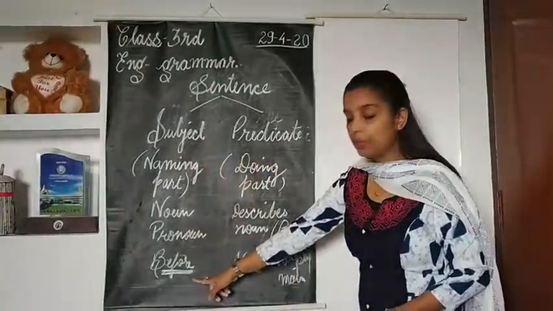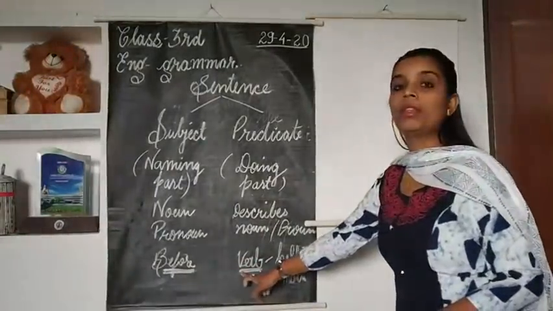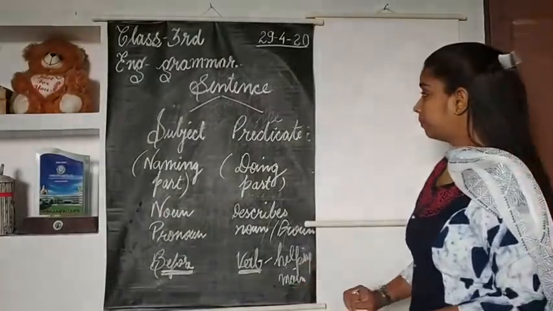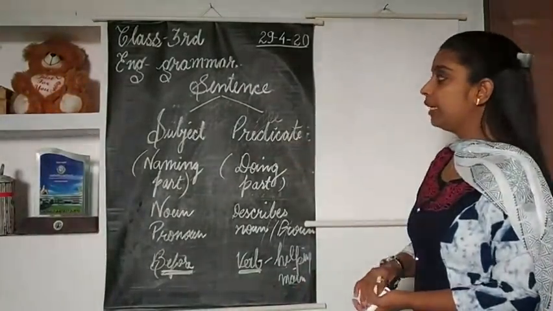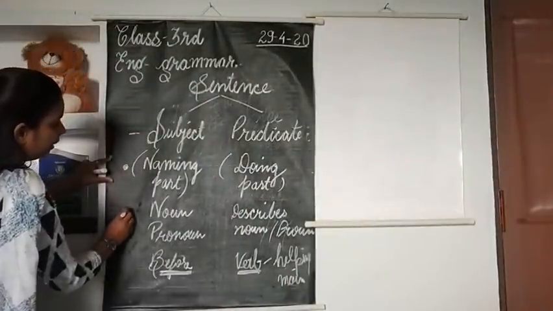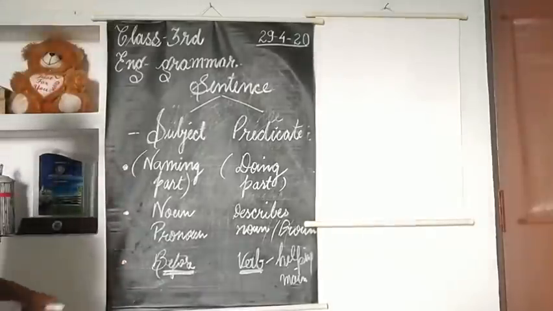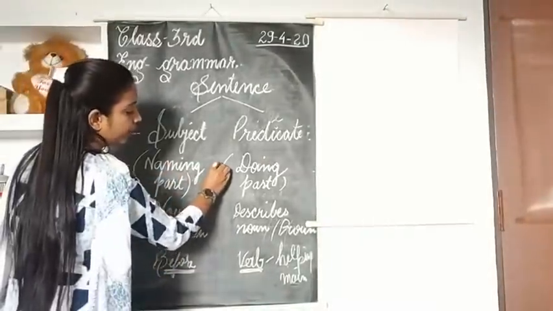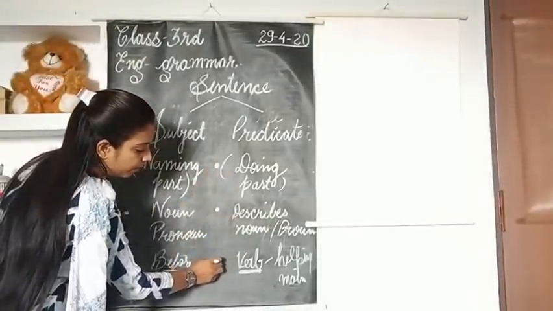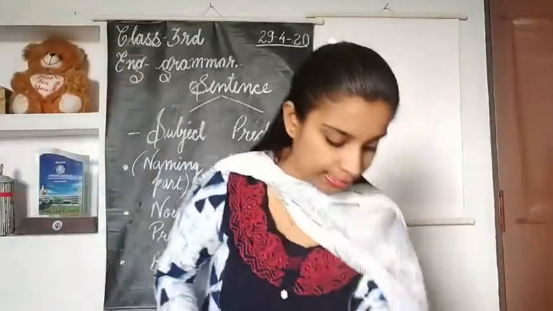Subject always comes before predicate, and predicate always starts with a verb. It may either be a helping verb or a main verb. So these are a few things which you need to keep in your mind, children. Naming part comprises of noun or pronoun and always comes before predicate. Predicate is the doing part, describes noun or pronoun, and always starts with a verb. Now we will see a few examples.